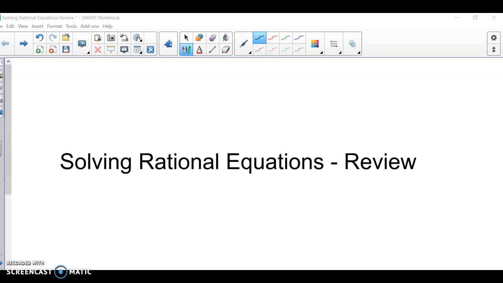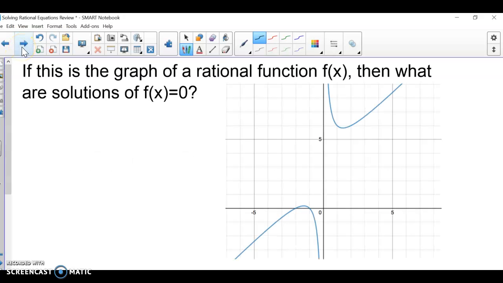All right, we usually don't do review videos for quizzes, but we'll do a quick review for the quiz that's coming up tomorrow on solving rational equations. You have one problem on your quiz that tells you to look at the graph and figure out what the solutions are. This is the same thing that we've done numerous times before with quadratics, with linear equations. The solutions to our graph are where our graph crosses our x-axis.